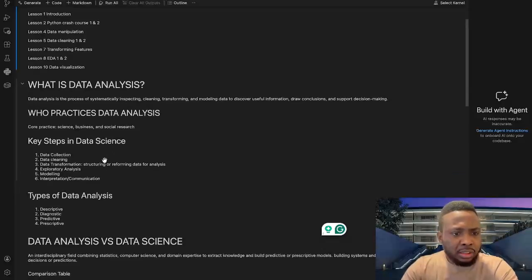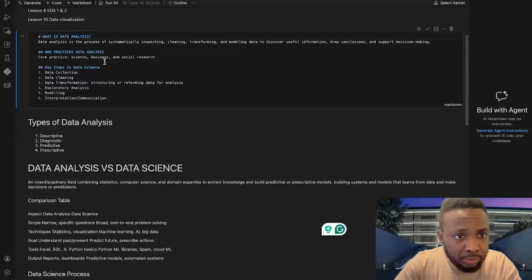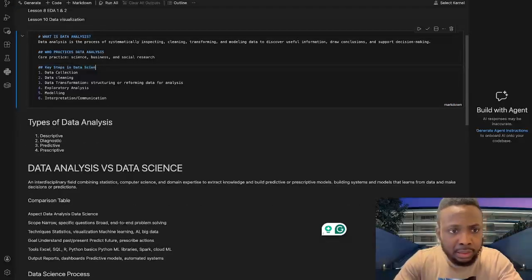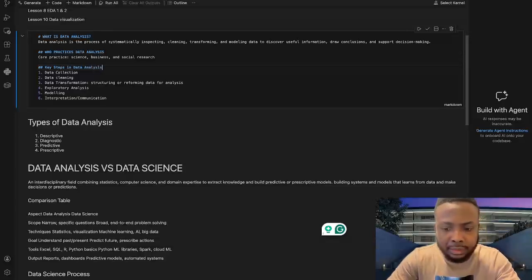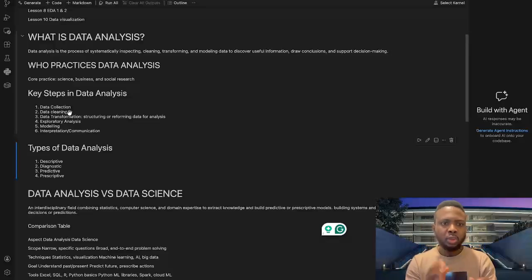So let's look at what are the key steps in data science. Let me correct this. Let's say the key steps in data analysis. Yeah, the key steps in data analysis, because we are limiting this particular course to just data analysis.